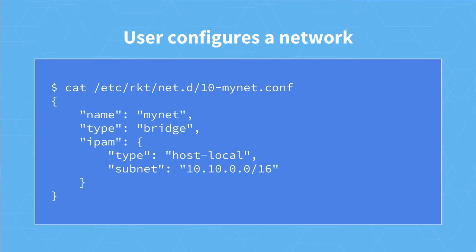OK, so here's what these config files look like. In the case of Rocket, they live in the /etc/rkt/net.d directory. And you give it a name and then the type. The type is really the type of the plugin, which ends up being the name of the executable that's going to get launched. The top level plugin here is bridge, so we're going to be using bridge networking. And then the IPAM is the IP address management section. That defines how the IPs are going to get allocated to these containers, right?